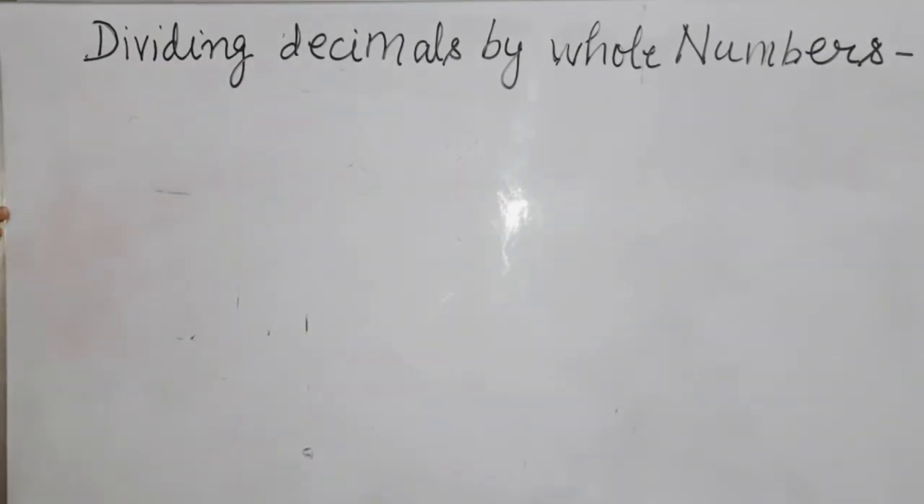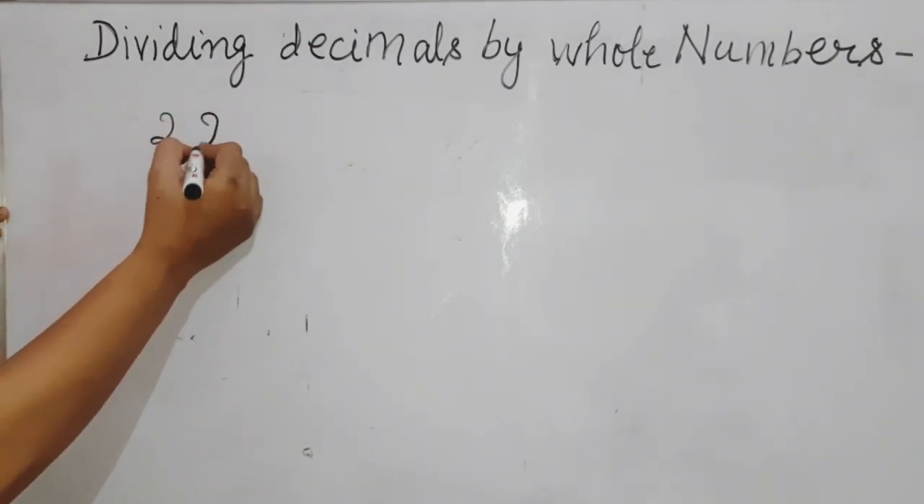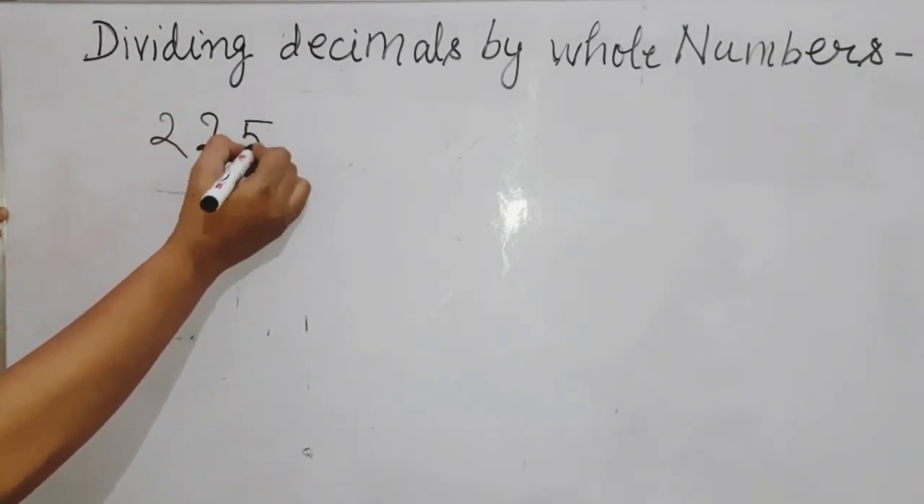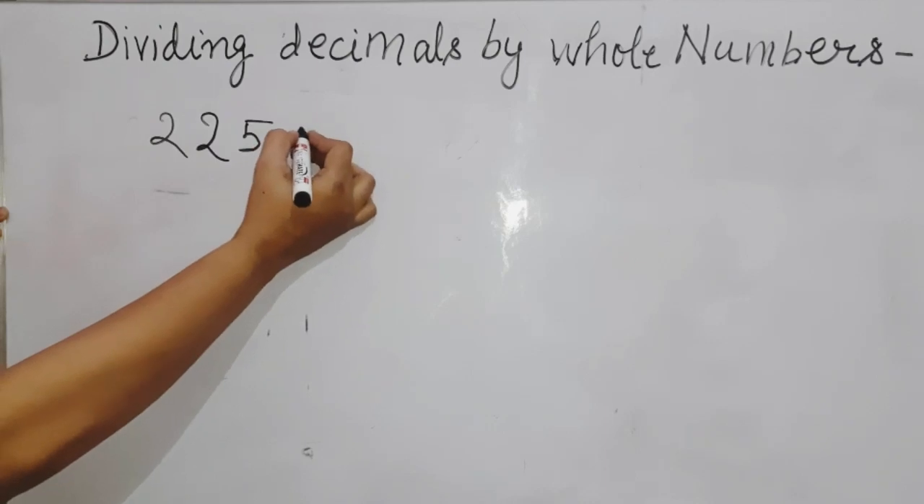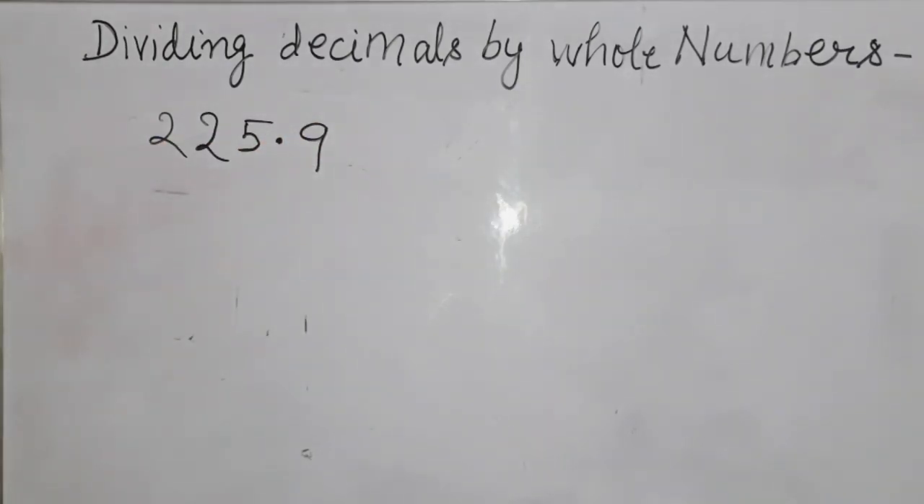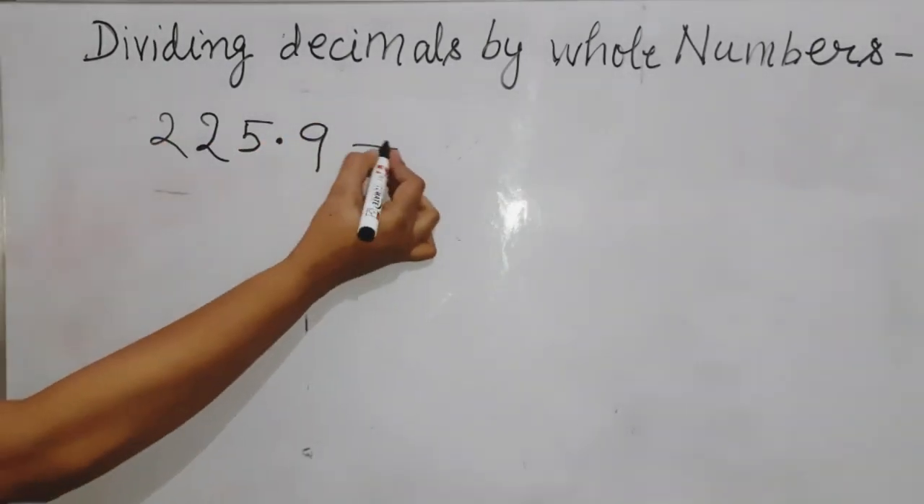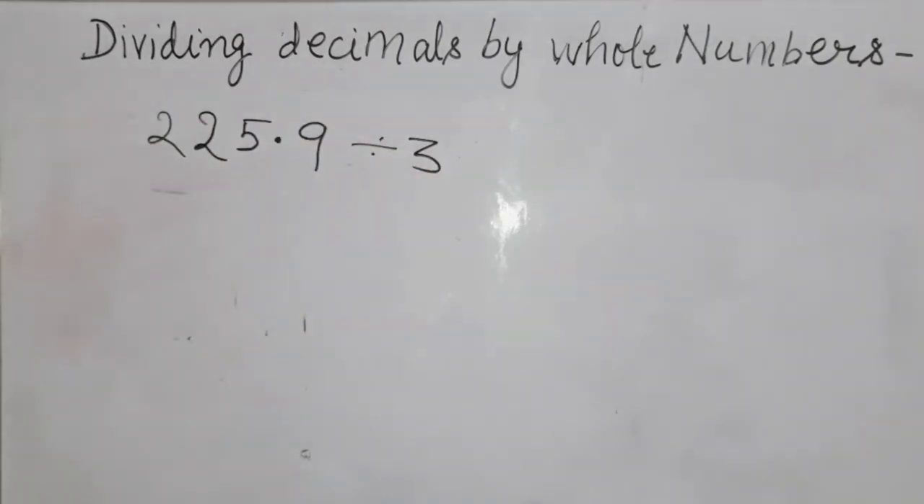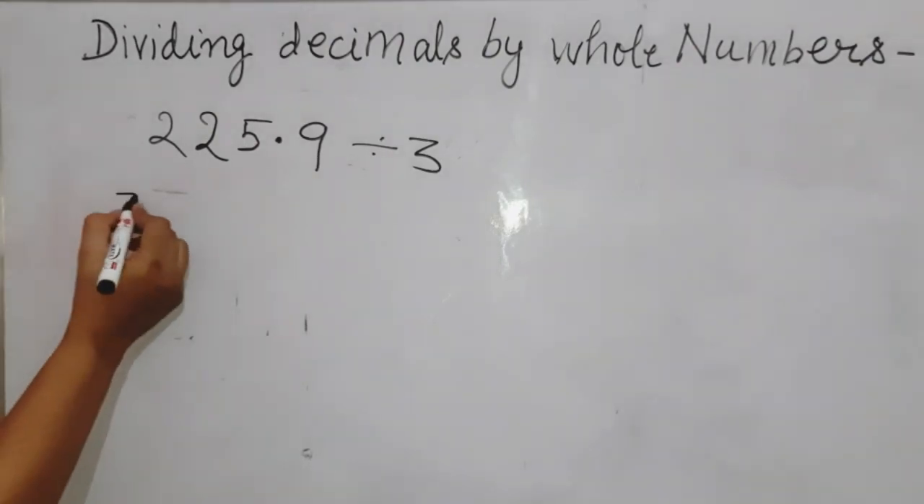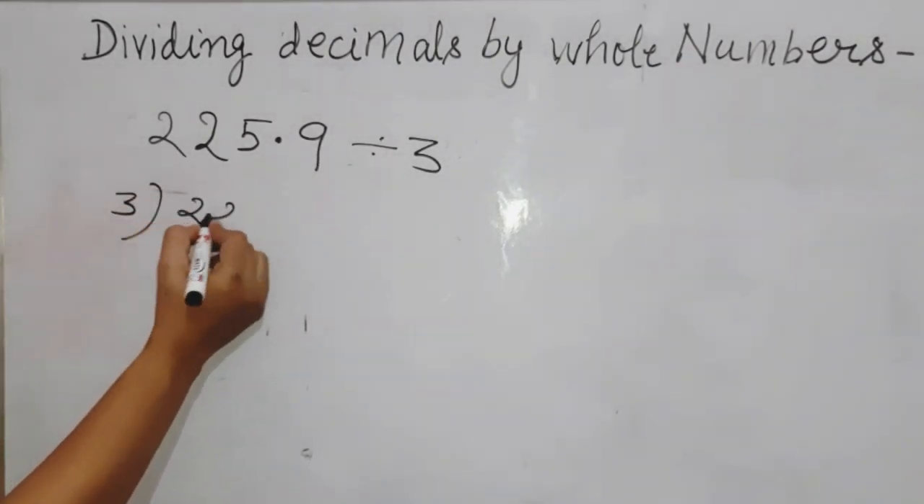For example, we have to divide 225.9 by 3. We have to divide 225.9 by 3. So how will we perform this division process? We will simply follow the normal long division method.